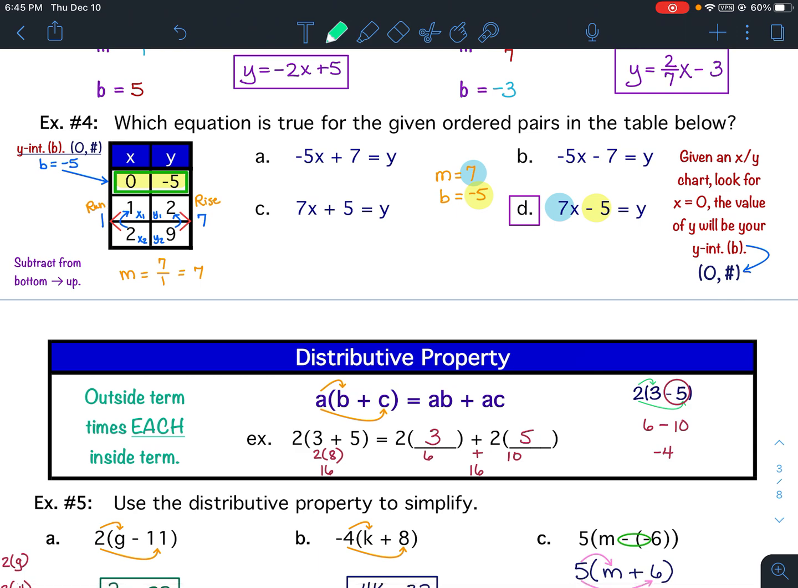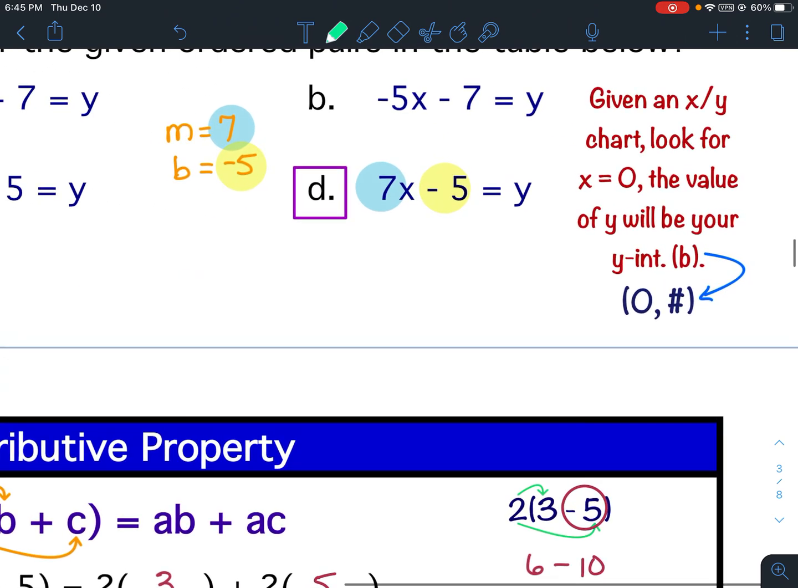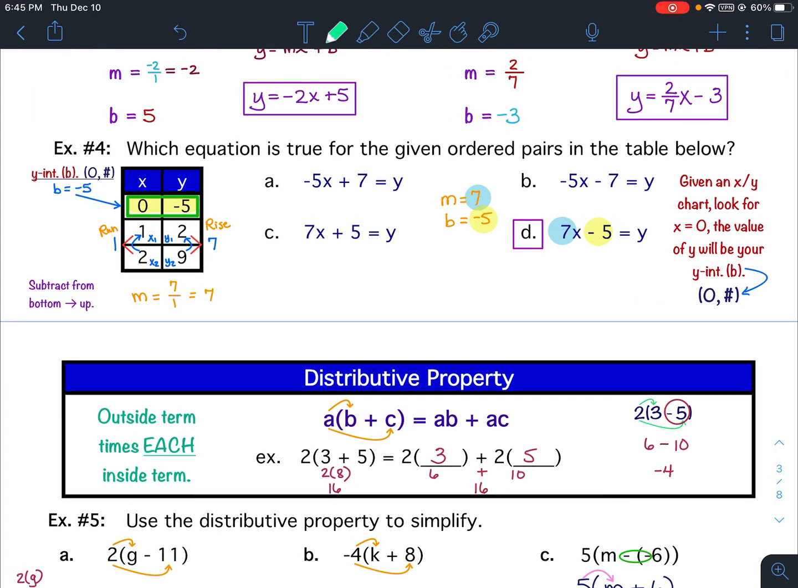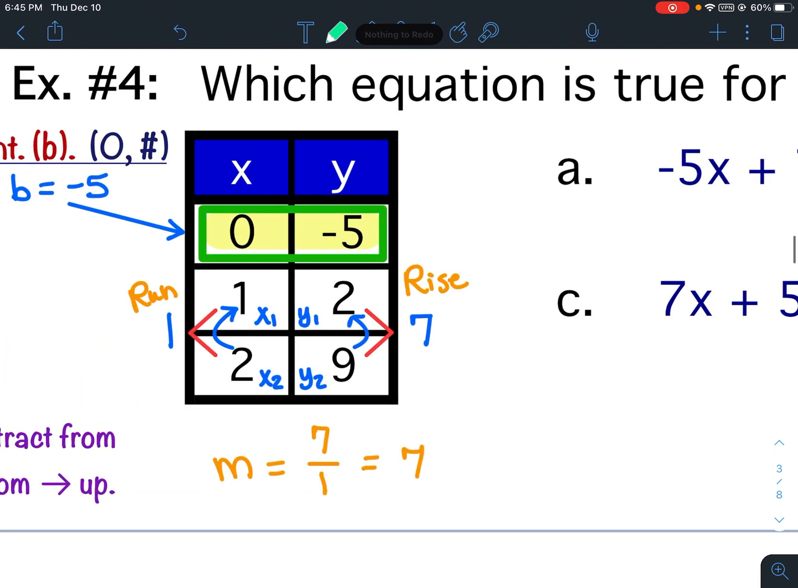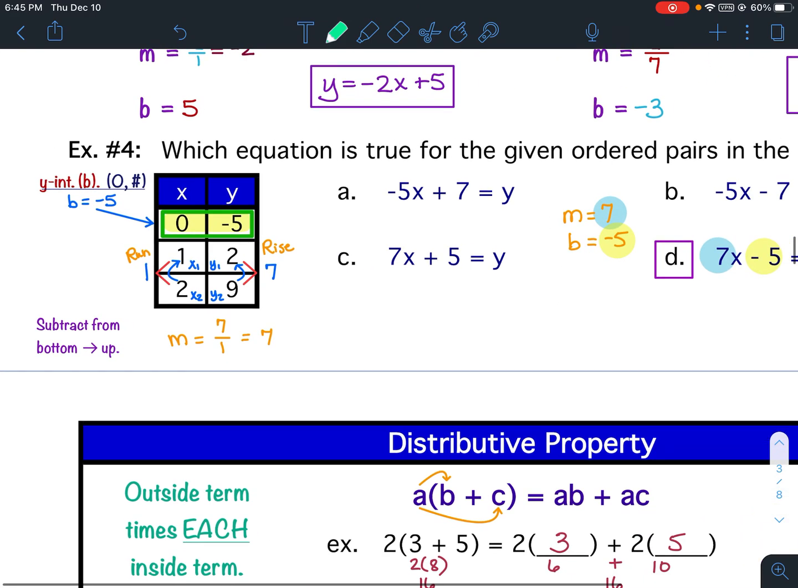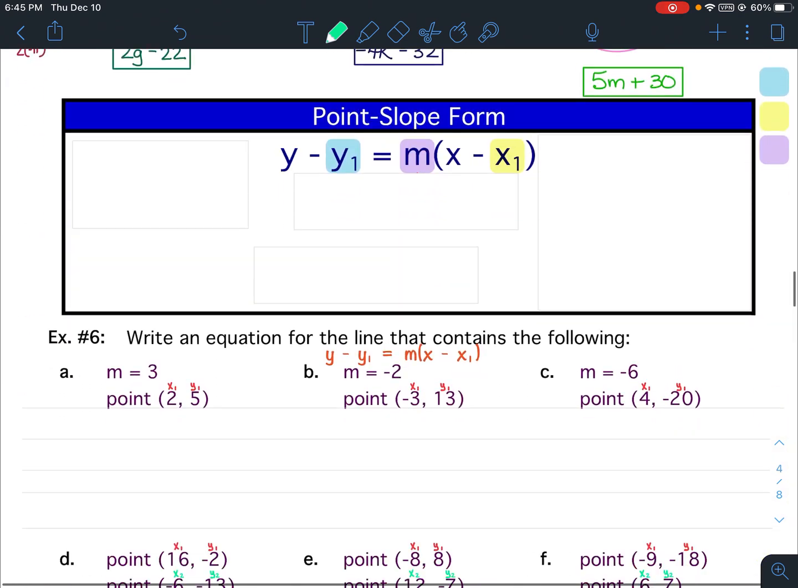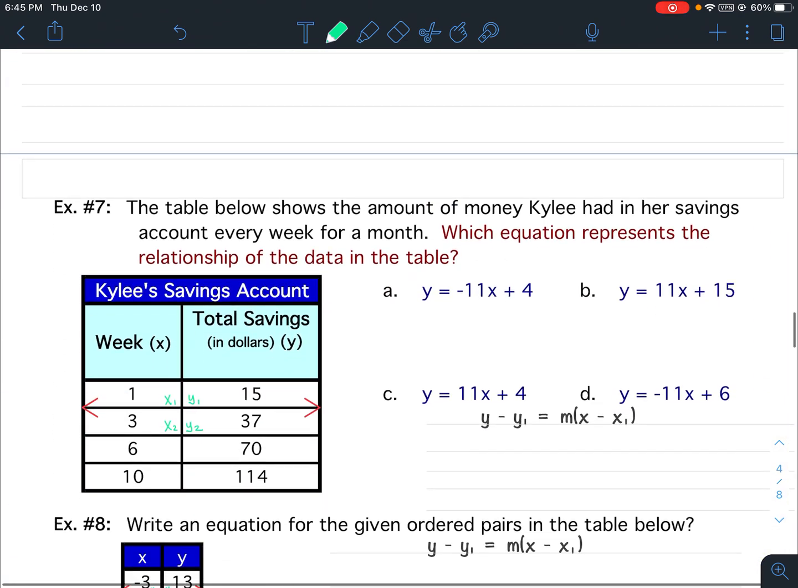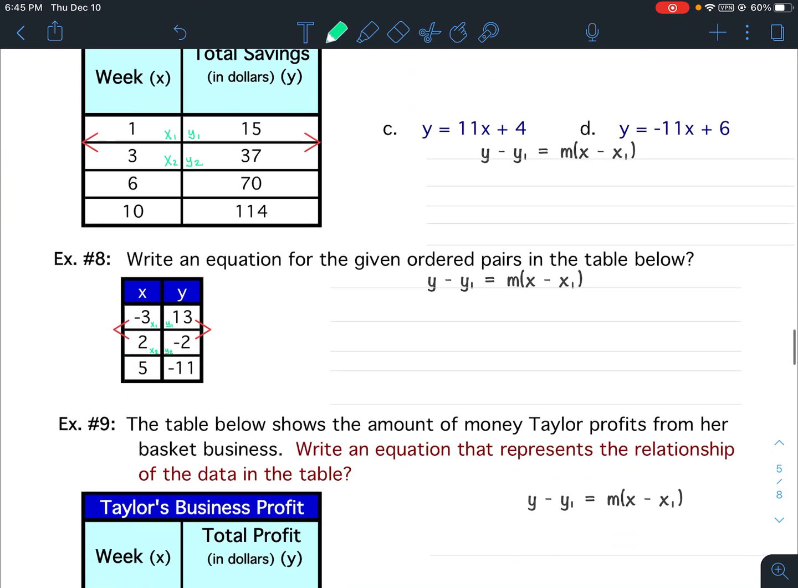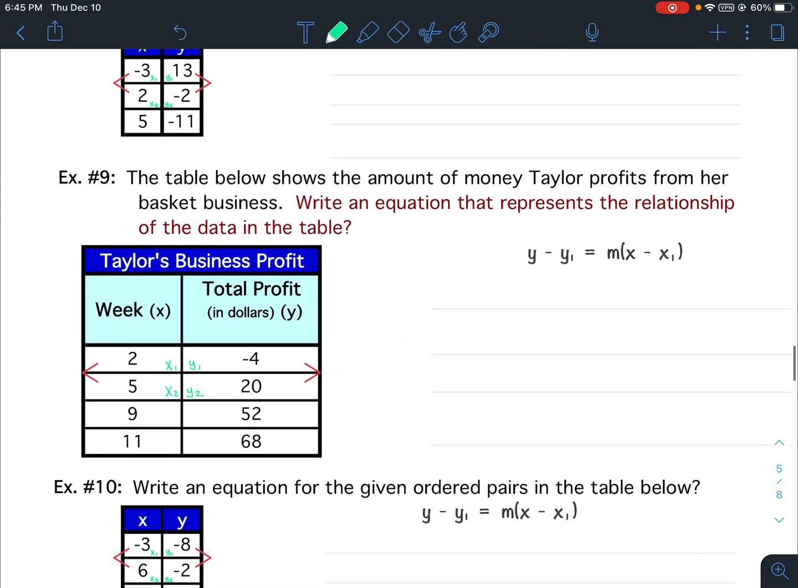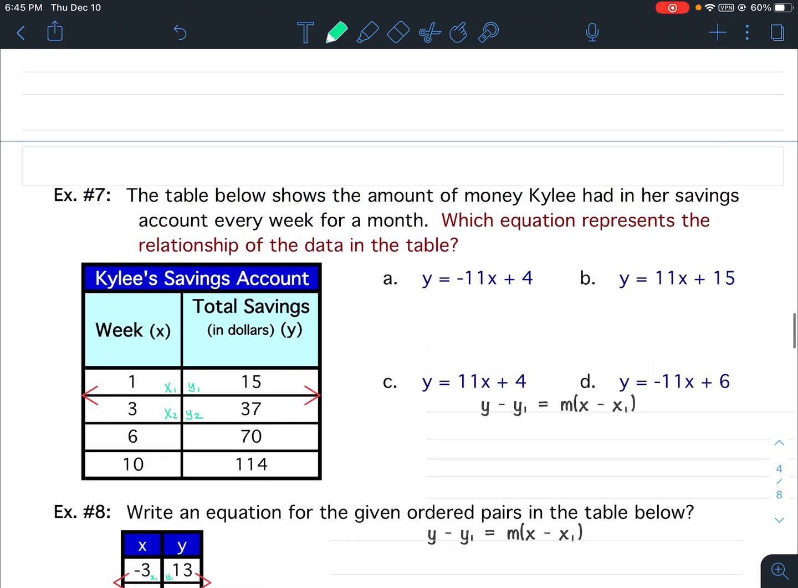If you remember, in example 4, I told you that when you're given a chart, you look for the x equals 0. Because if they give you x equals 0, then the corresponding y value is your y-intercept. So over here, they gave us that x is 0, therefore negative 5 is our y-intercept. Well, they're not always going to give you 0. If you look here at example 7, there's no 0 in the x column. Example 8, no 0 in the x column. Example 9, no 0 in the x column, and so forth.